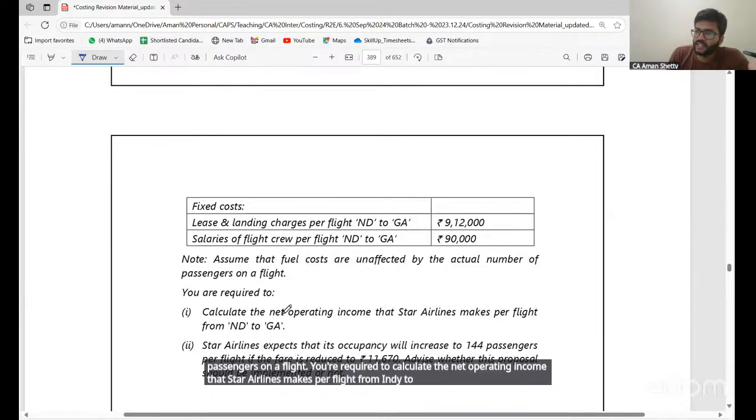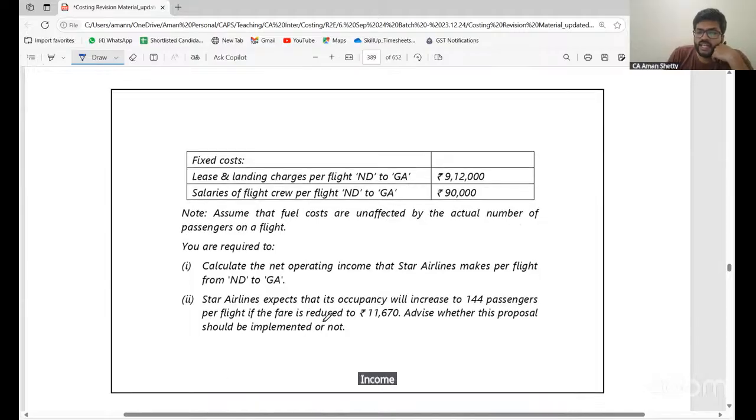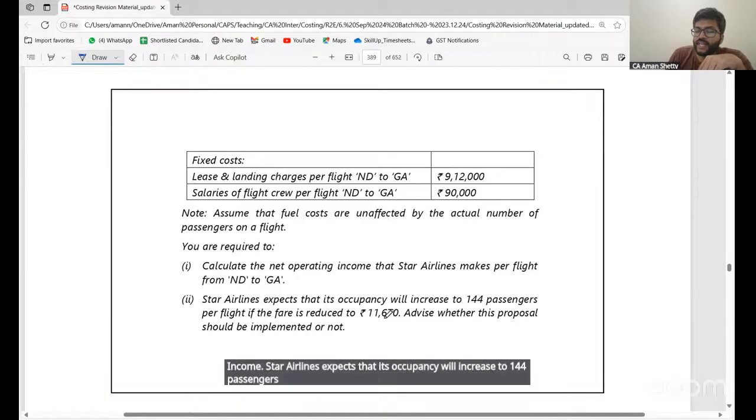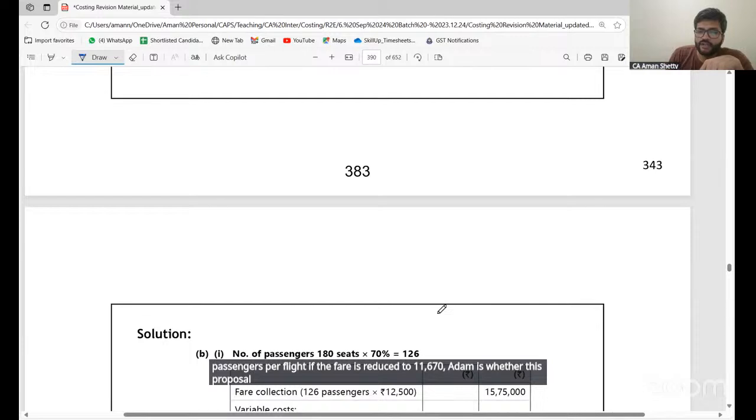Look at this. There's nothing complicated here. Everything is straightforward. Just take the sales and then minus all the costs. You get your income. Star Airlines expects that its occupancy will increase to 144 passengers per flight if the fare is reduced to 11,670. Advise whether this proposal should be implemented or not.